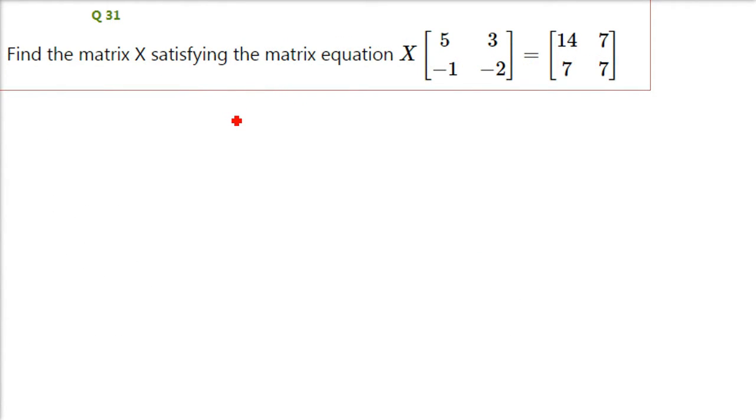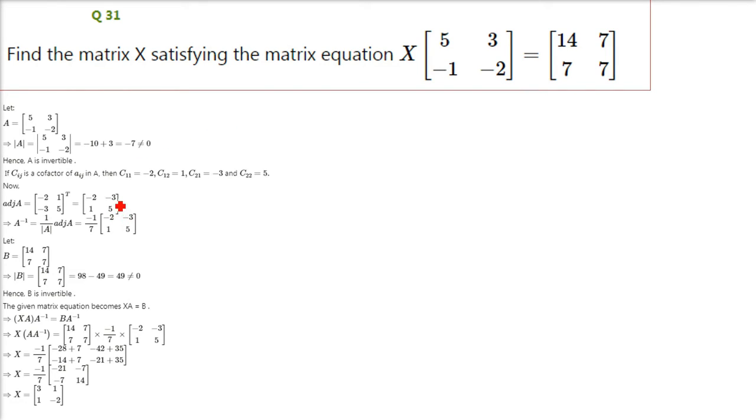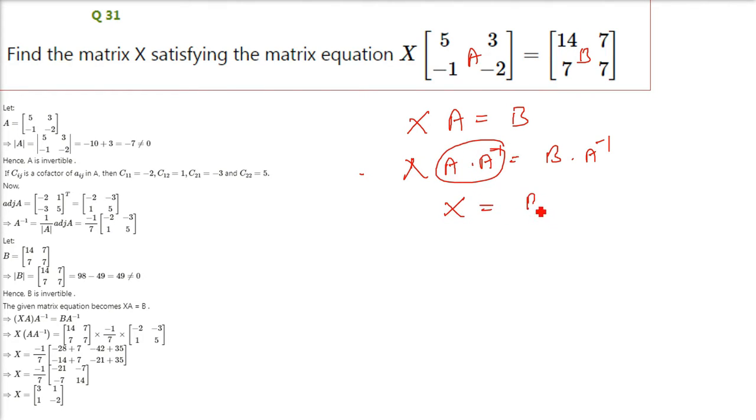Now all the questions are like this only, because the questions that follow have the same kind of logic. So assume this to be A, this to be B, so X into A equals B. We have to find out X. Now you can multiply by A inverse on the right hand side, that is X into A multiplied with A inverse, and here also B into A inverse. A into A inverse will be the identity element, and identity multiplied by X will give you X only, and this is B and A inverse.